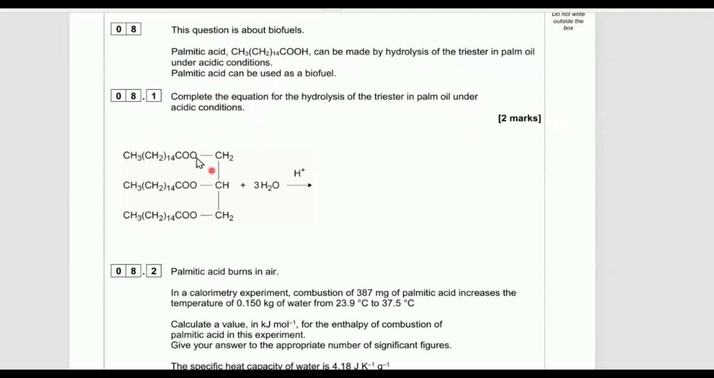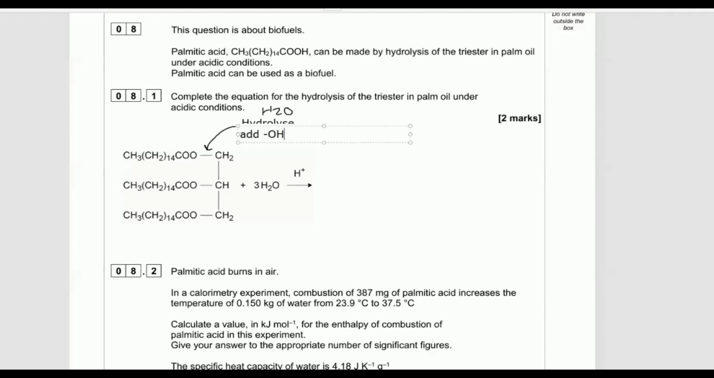So here is our triester. We've got acidic conditions, you see by the hydrogen ions there on the arrow, and we've got 3 water molecules. So we're really looking at hydrolysis of this bond. You're just looking to hydrolyze this ester bond and show the products. And of course, for those biologists, you know the product is going to be a glycerol molecule, propan-1,2,3-triol, IUPAC name, and it's going to be hydrolyzed here.